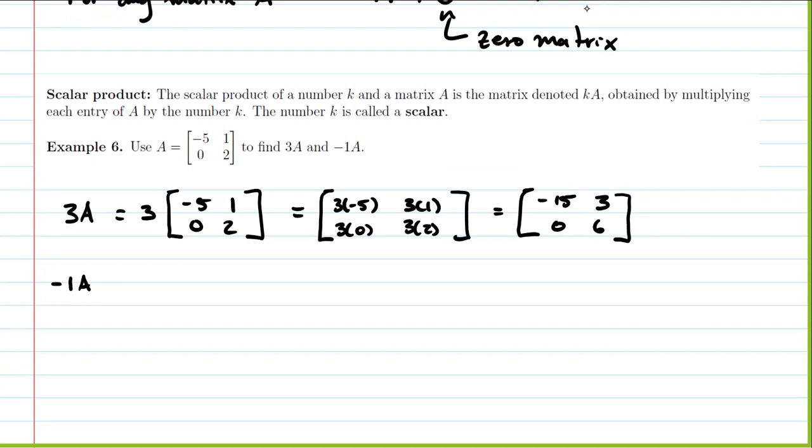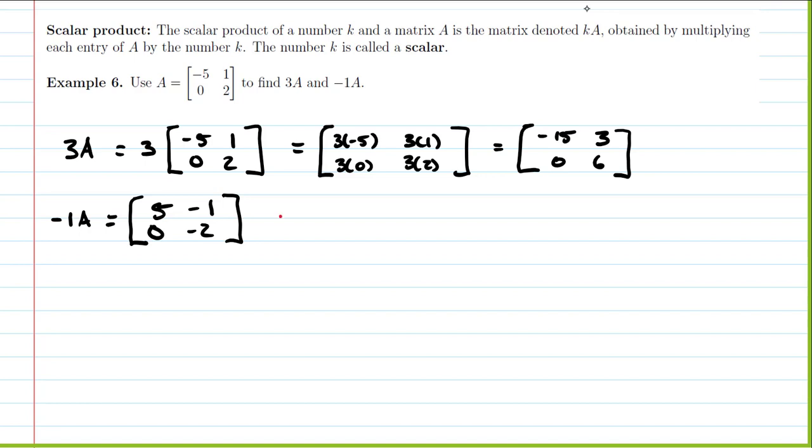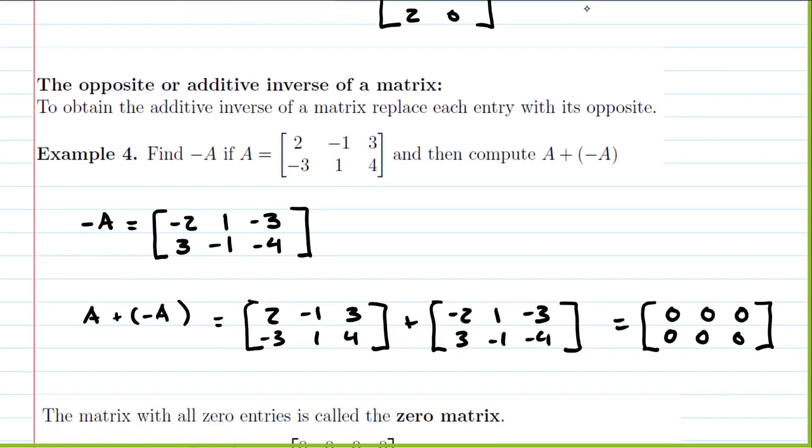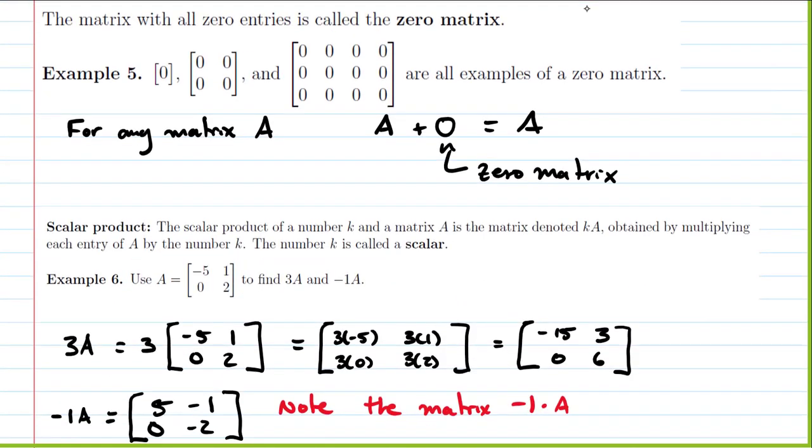-1 times A says, I'm not going to write it out quite as verbosely, we just multiply every entry by -1. So -5 times -1 is 5. -1 times 1 is -1. -1 times 0 is going to be 0. And -1 times 2 is -2. So -1 times A is the matrix 5, -1, 0, and -2. It's worth noting the matrix -1 times A is the same as what we were just doing up here: the opposite or additive inverse.